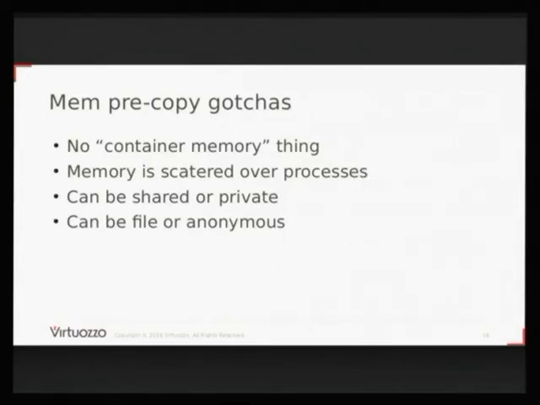Instead, you should first collect the processes that sit inside the container. This is relatively easy. But then you have to individually analyze every single process to find out which memory the process uses. Since we're talking about Linux containers, in Linux there are effectively four types of memory that processes can use. This can be anonymous private memory, anonymous shared memory, file private, and file shared memory.